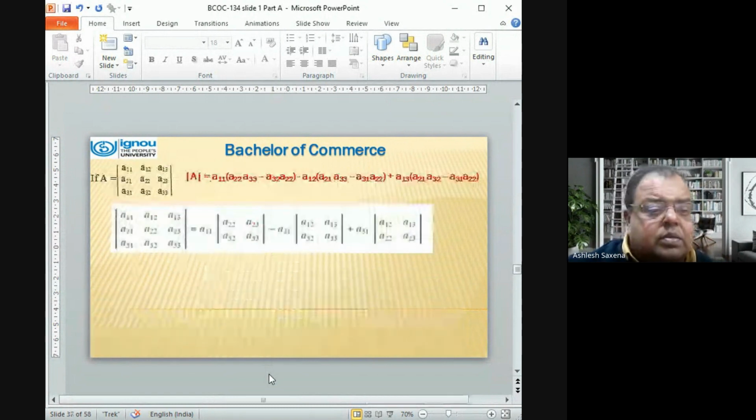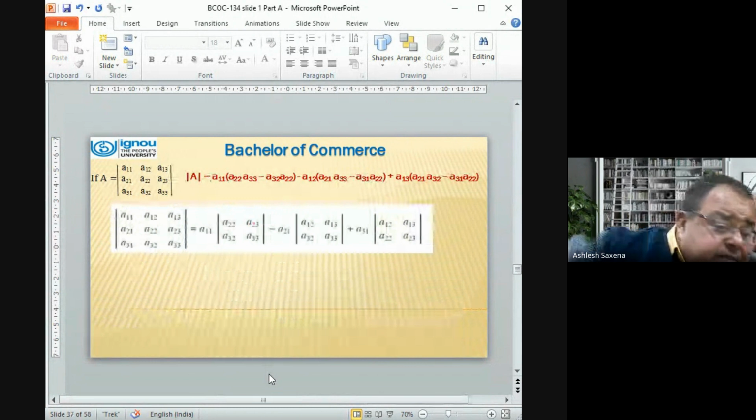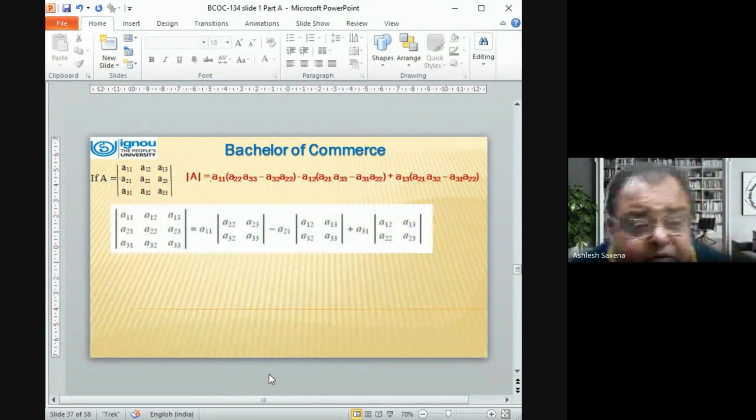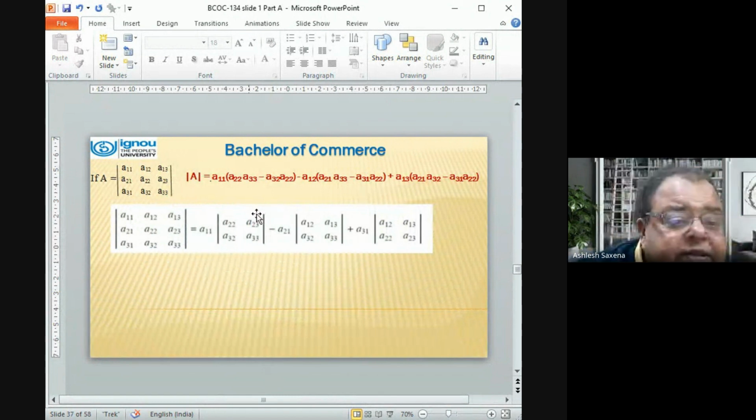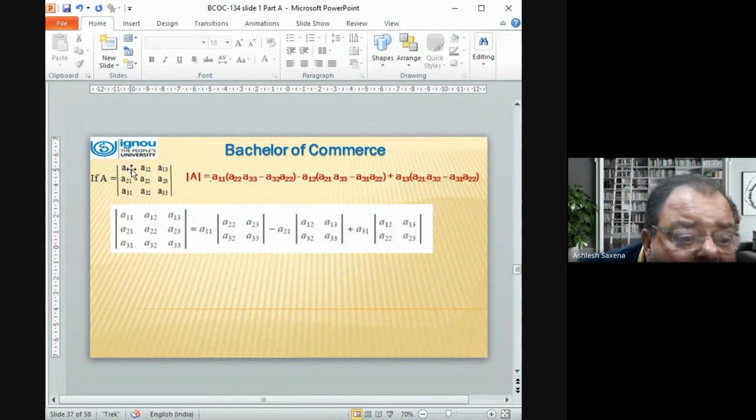If you have a 3 by 3 matrix, see very carefully what I'm going to tell you. Pick up this, the red one is the answer. What we have to do? Pick this A11, write it over here. Write two vertical lines and remove this row and this column. You will be left with these four values. You can see these four are written over here.